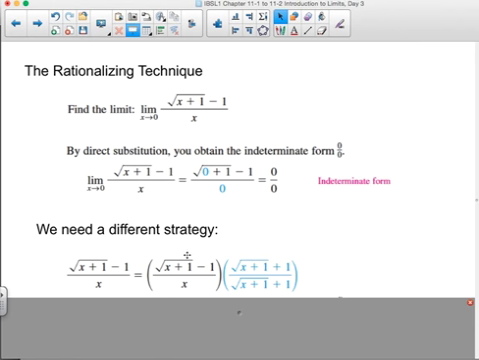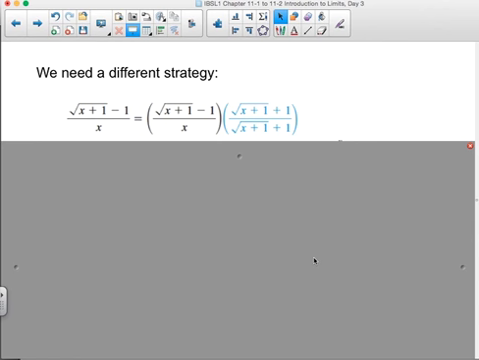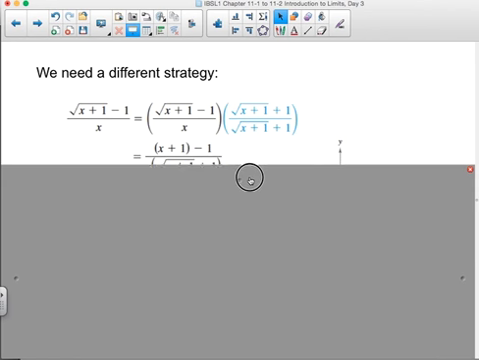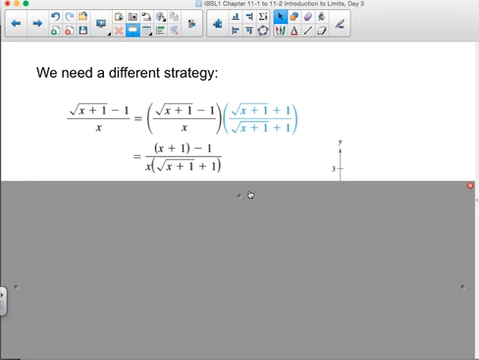Notice this was the square root of x plus 1 minus 1, so now we have the square root of x plus 1 plus 1. Okay? Now, why do we do that? Well, you'll notice here we can FOIL the numerator, so the square root of x plus 1 times the square root of x plus 1 is just x plus 1. Because they're conjugates, the outers and the inners will cancel out. And then we have a minus 1. So we have x plus 1 minus 1. And then our denominator we would just have multiplied as it is.